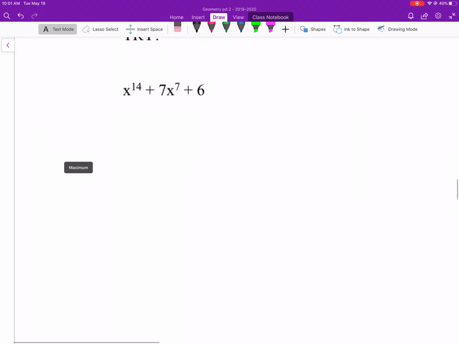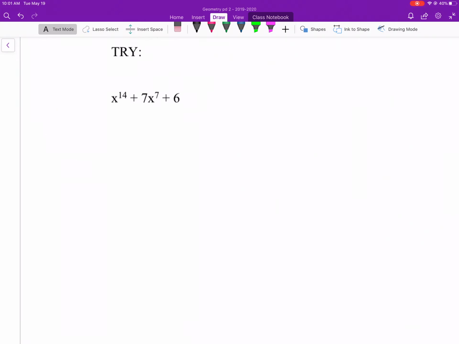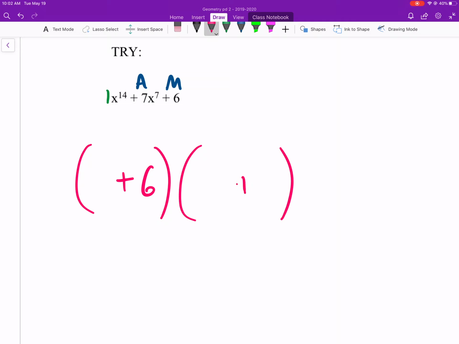Even with something crazy like this, now would be a good opportunity to pause the video and try this out. Our value in front here is 1, and it's a trinomial, so we're thinking about AM. So what are our factors of 6 that add to 7? What are those? It would be positive 6 and positive 1, right?